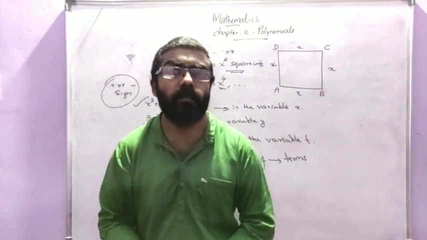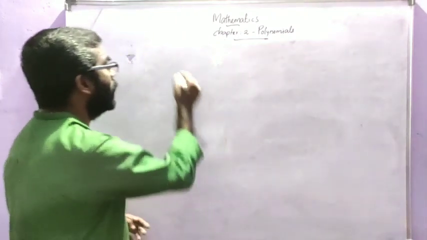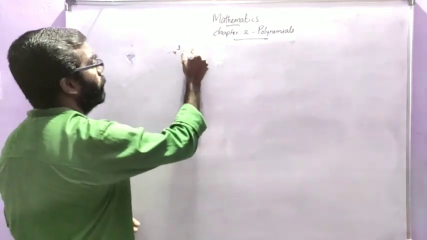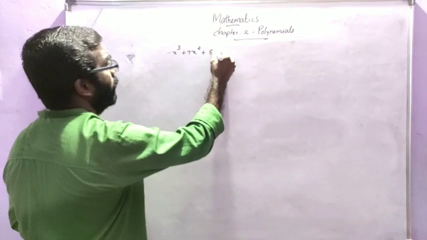Is that clear? Can you write the terms of the polynomial minus x cube plus 7x square plus 5x plus 8?